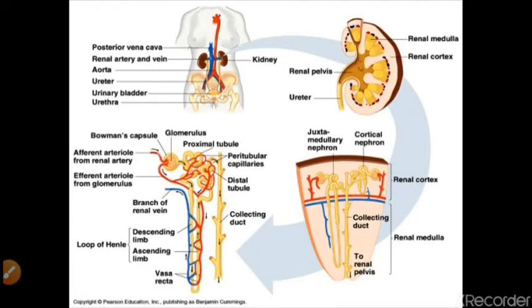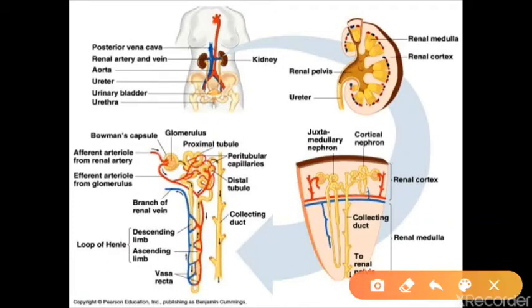So here is a clear diagram given. See, first we are having this one, that means the full excretory system of a human being. From here, if we take a section of this kidney, if we cut this into a transverse section, we are just getting this one.